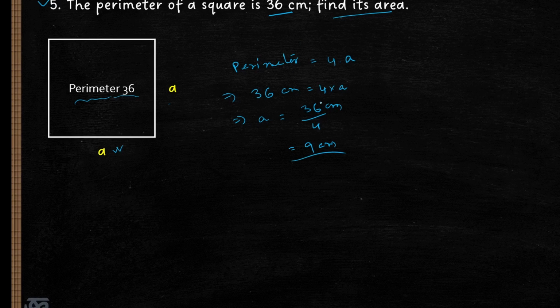So the side of the square is 9 centimeter. Therefore area of the square is equal to A square, side square, is equal to 9 centimeter square. That is equal to 81 centimeter square.